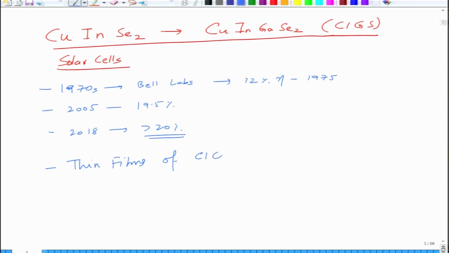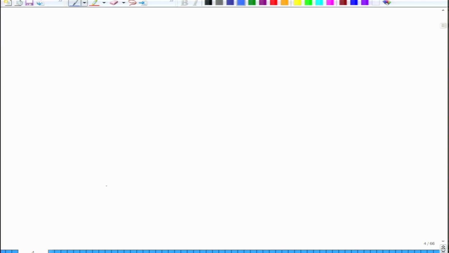So, thin films of CIGS are used as the primary absorber. The typical device structure in this is you have soda lime glass. It is important to choose soda lime glass, not any other glass, because, as I will show later, it improves the performance. And then we have a moly layer on top.